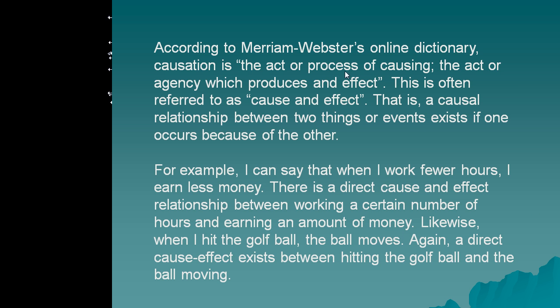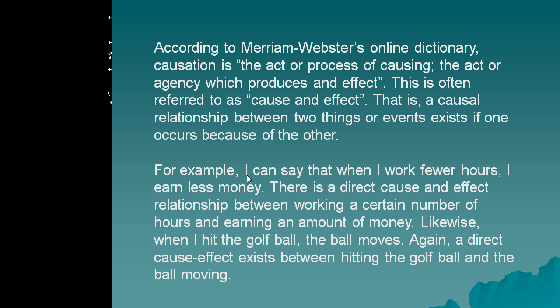Causation is the act or process of causing. The act or agency which produces it should be an effect. So this is also referred to as cause and effect. So a causal relationship between two things or events exists if one occurs because of the other. So, does crime occur because of ice cream? No. So there's not really causation here.